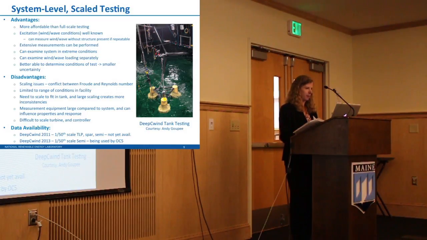So in terms of data availability, really the Deep Sea Wind project had this focus of trying to get some of this validation out there to the public, and they did some really great tests both in 2011 and 2013. In 2011, they looked at a TLP, spar, and semi. In 2013, they retested that semi with a new turbine on top, which gave a little bit better aerodynamics. And the OC5 project is presently using that data set from 2013, and we're hoping that that's getting out to at least a lot of the modelers out there, and potentially, we're hoping we can release it to more of the general public afterwards.